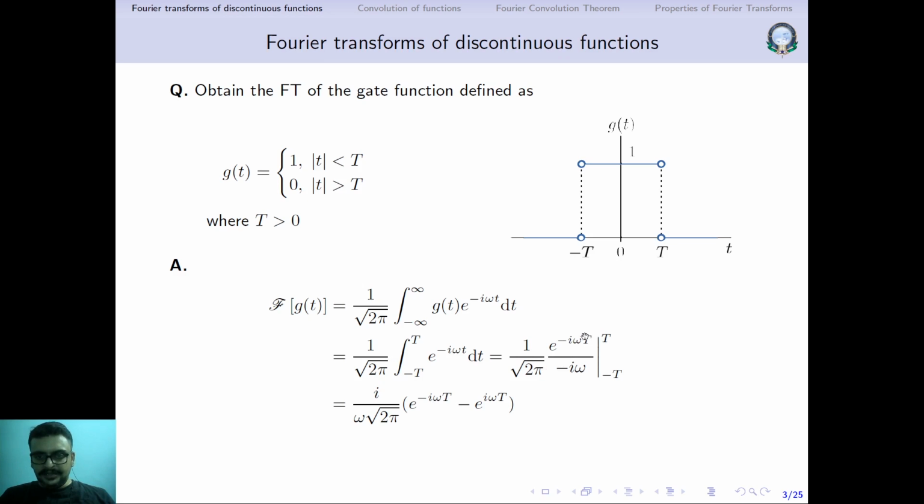I'll make the correction here when I upload these slides in Google Classroom. So it should be small t. You will get capital T only after substituting the limits here. So you put the upper limit and you put the lower limit, you get this, and we immediately recognize this.